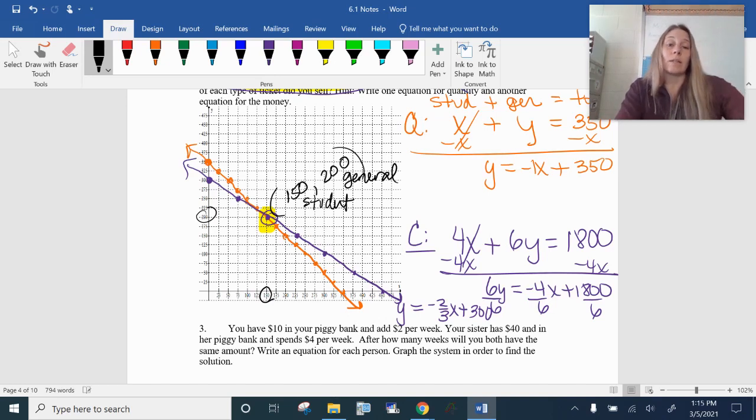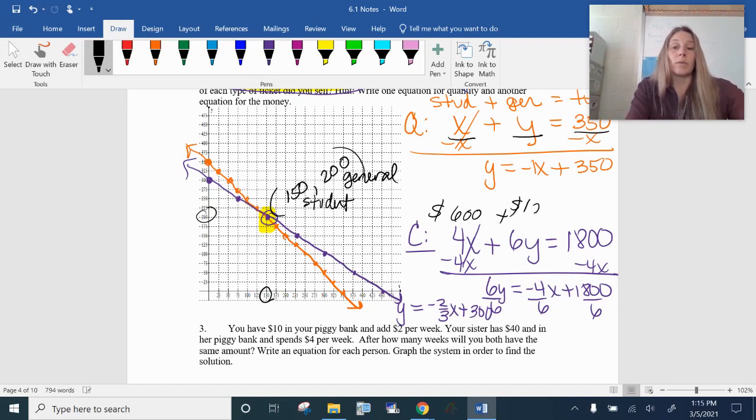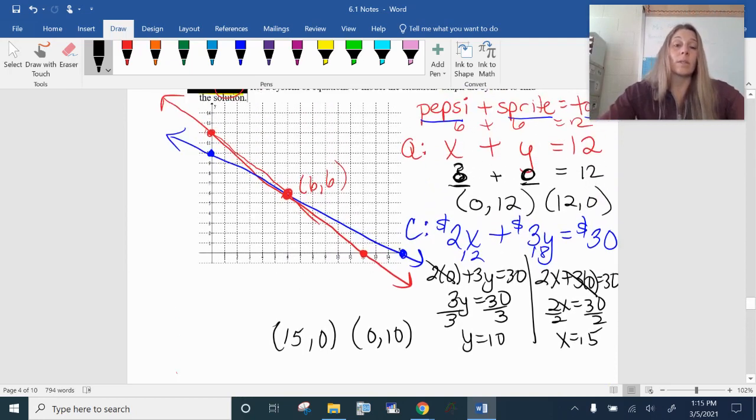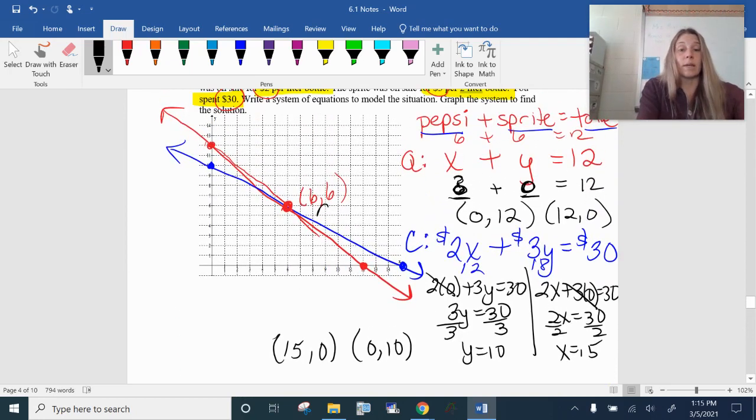Now does this make sense? We're going to check it. Does 150 plus 200 equal 350? Yes. Now what if you put the money in? 150 times 4 would be 600. 200 times 6 would be 1200, and that does equal 1800, so we checked it. And just to go back and check the previous question, make sure you have labels. So this was 6 Pepsi and 6 Sprite.